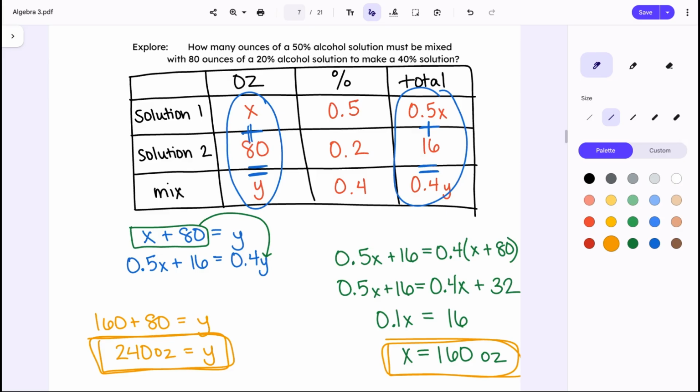This problem really only needed the 160 for their answer, but it should also check out if you were to just plug it back in and solve for y. Questions on that last mixture problem?